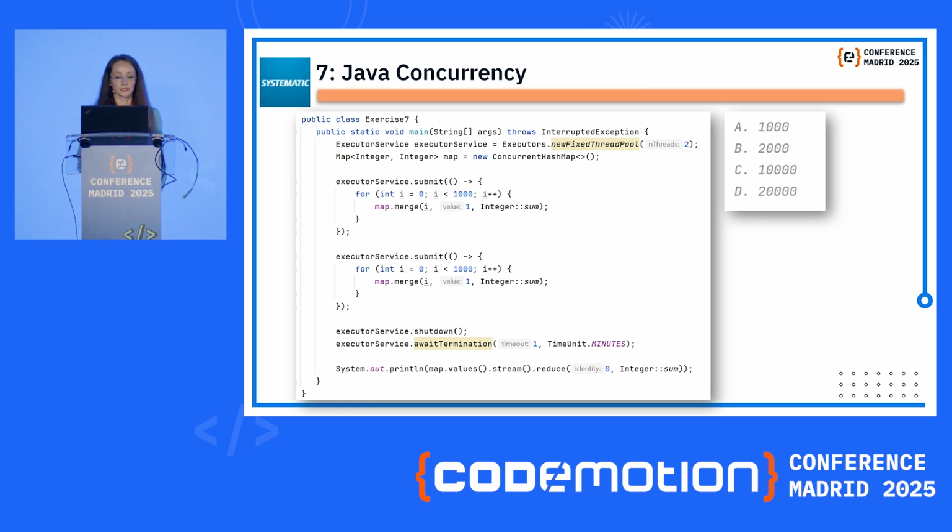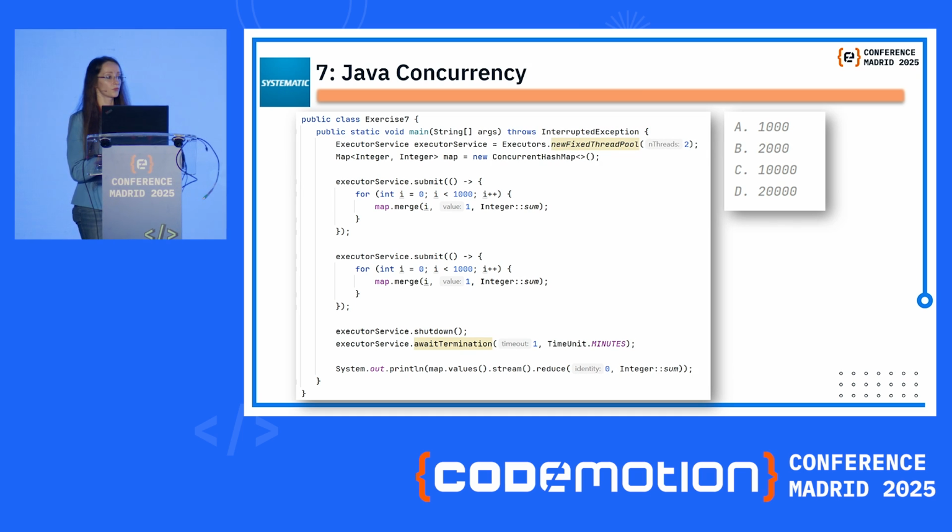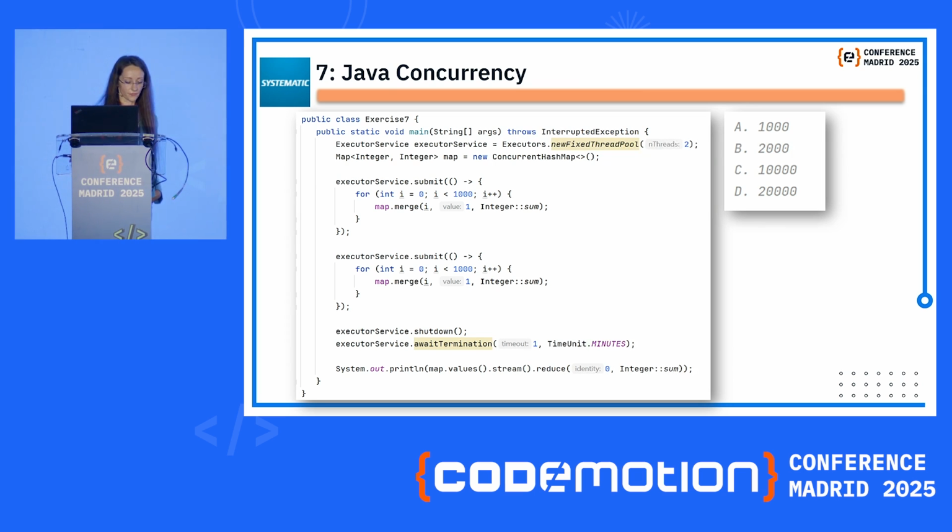Your task now is to determine what you think the output would be for this program. What do you think the resulting sum of all those values will be? Among the options we have option A, 1,000, 2,000, 10,000, or 20,000. One of these 4 is correct. Let's see which one. Please submit your answers, and afterwards we will go through the options. So what's the resulting sum of all those values after both threads finish their execution? Obviously. So let's see.